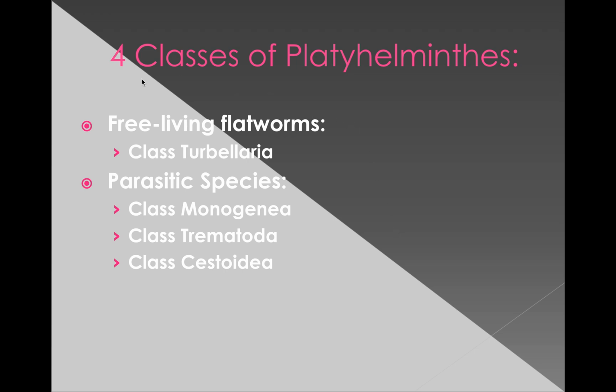All right. So there are four classes in the phylum Platyhelminthes. Of the four classes, the one that we are focusing our attention on today is the class Turbellaria. These are our free-living flatworms. All other flatworms are some type of parasite.